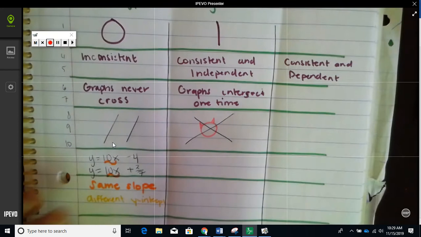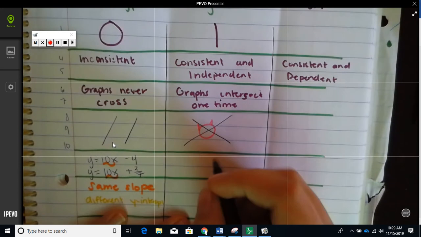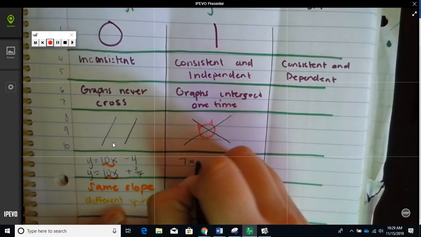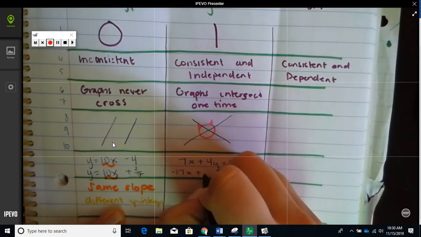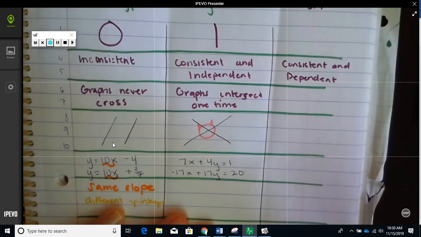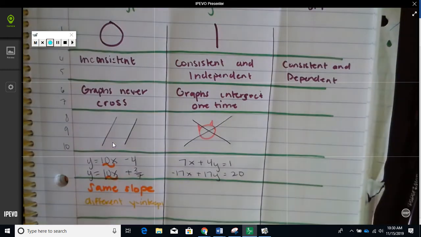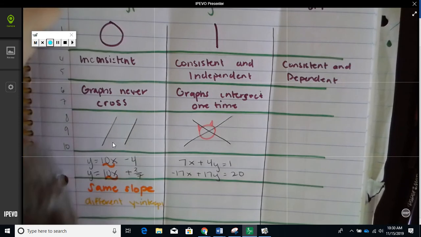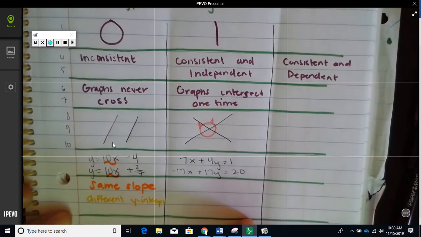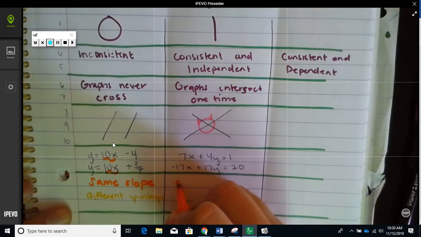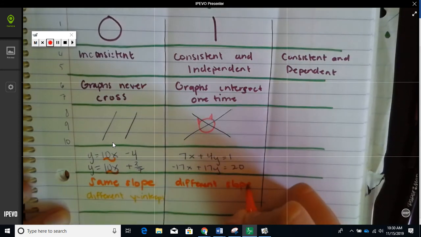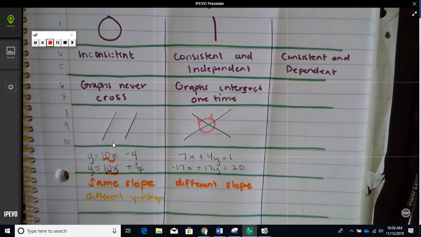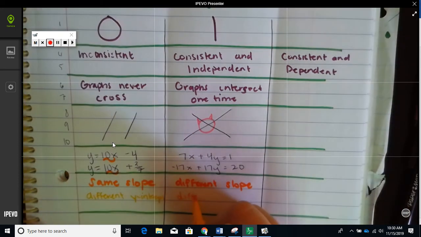Alright, I'll shut up. Alright, so then the equations that we're going to write down are 7x plus 4y equals 1, and negative 17x plus 17y equals 20. Alright, now, if they give you equations in y equals, here's how you know it's going to be one solution. Because they'll have different everything. They'll have a different slope, and they'll have a different y-intercept.